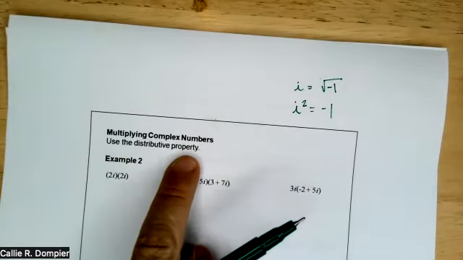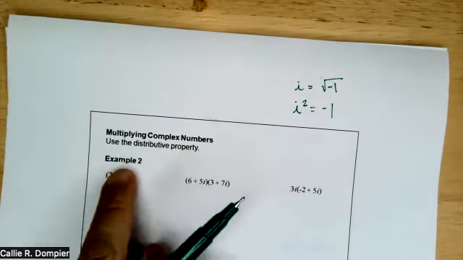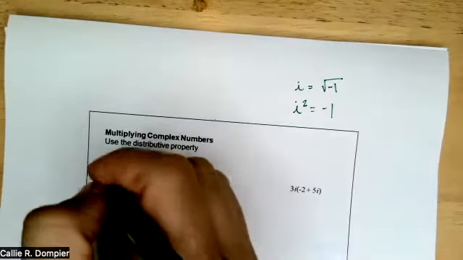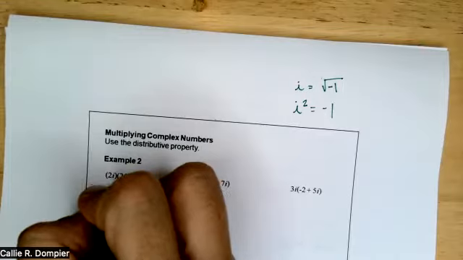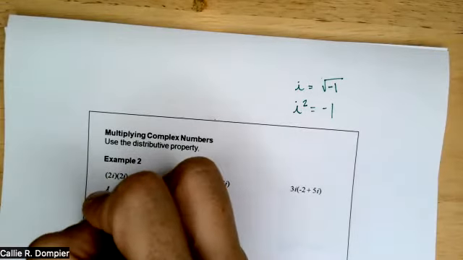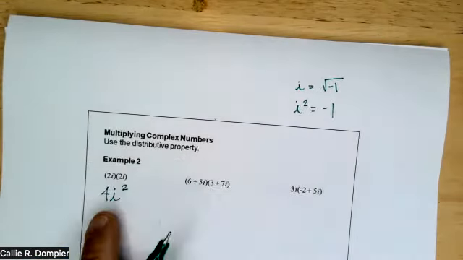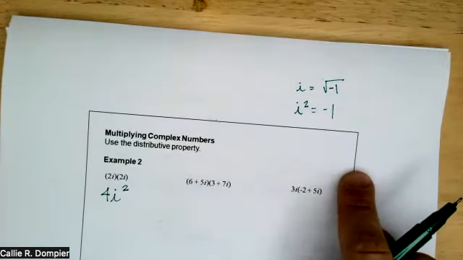Now we're multiplying them using the distributive property. 2i times 2i is just like any other variable. Multiply the numbers in front. 2 times 2 is 4. Multiply the variables. i times i is i squared, right? But we said i squared is -1, right?